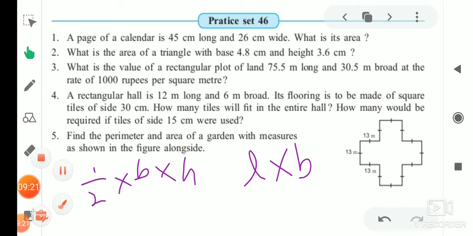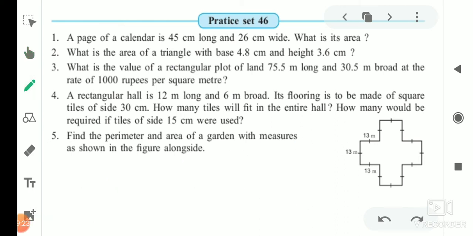Okay, a rectangular hall is 12 meter long and 6 meter broad. Its flooring is to be made of square tiles of side 30 centimeter. How many tiles will fit in the entire hall? How many would be required if tiles of side 15 centimeter were used?